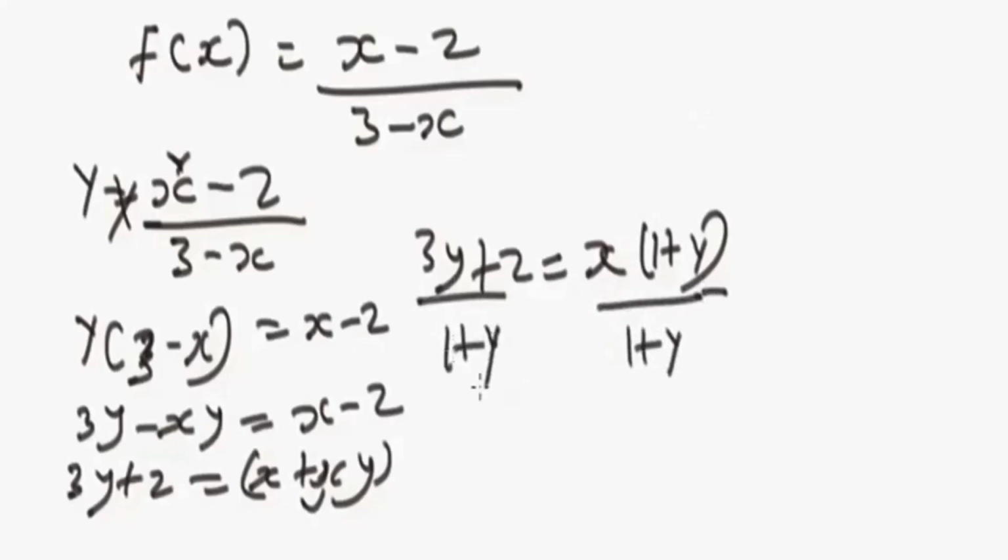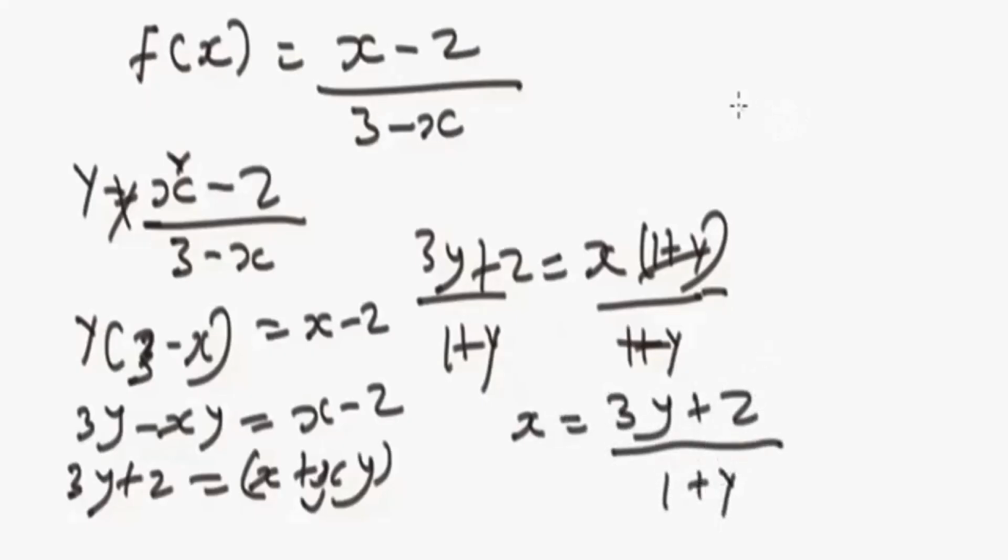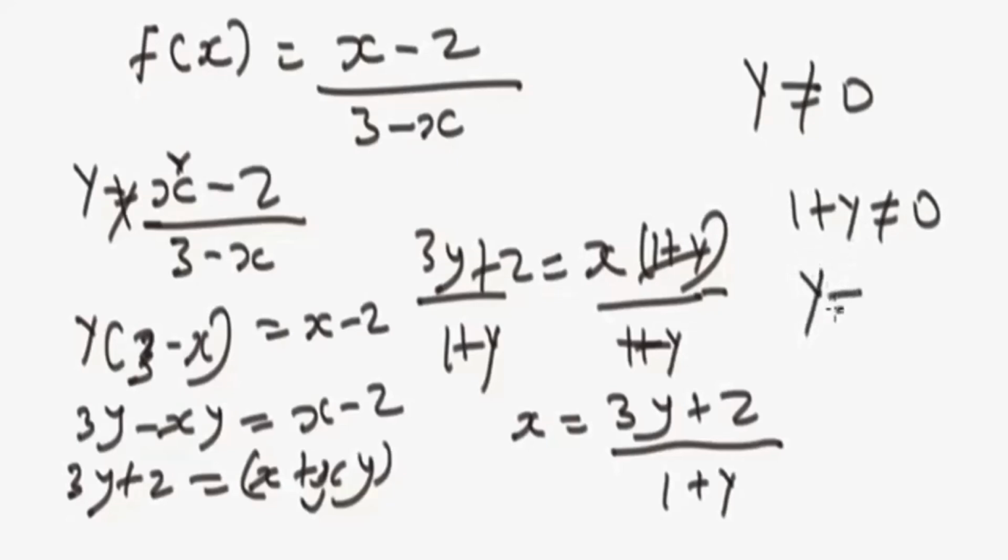Okay, 1 plus y. So the new function of x equals (3y + 2) over (1 + y). And remember that for this kind of rational function, the denominator must not be equal to 0. So we have 1 plus y not equal to 0. That means y cannot be equal to negative 1.